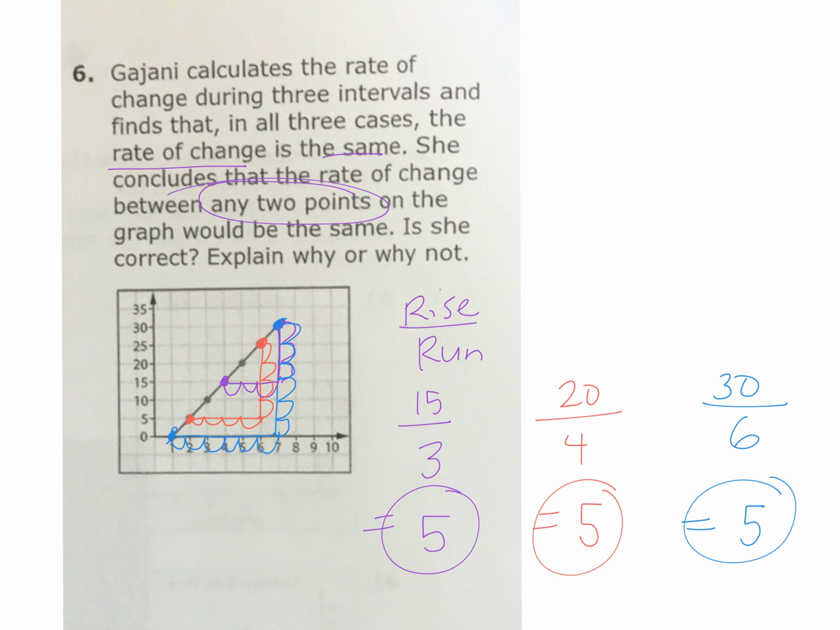Gajani is saying that it doesn't matter which 2 points you choose, the rate of change will always be the same. Do you agree? Yes. Yes, because why? It's a straight line. The rate of change can't be different if the line is increasing by the same amount every single time. The line is straight, which means the rate of change is constant. It does not change on a straight line, okay? So write that down.